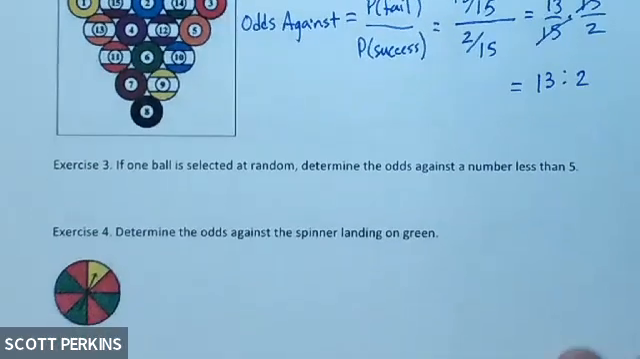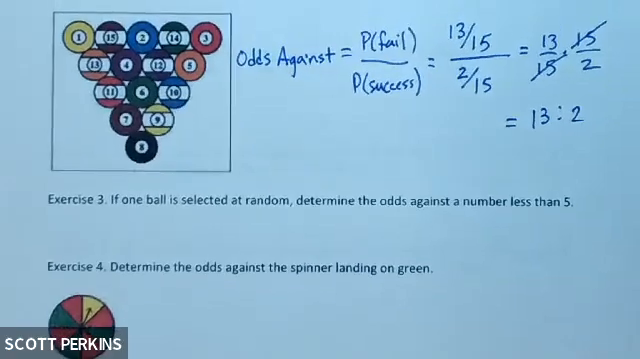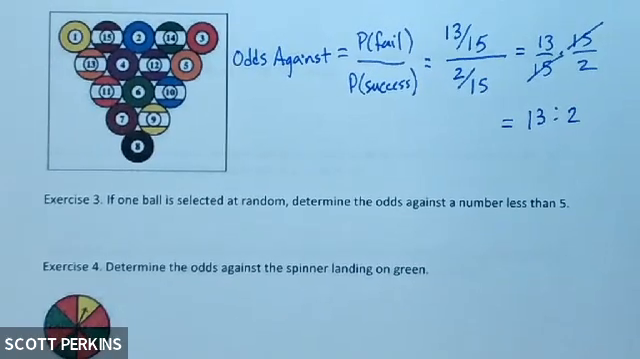Basically, you know everything you need to know from this section. Now we're just going to do more examples. Exercise 3, now the odds against a number less than 5.